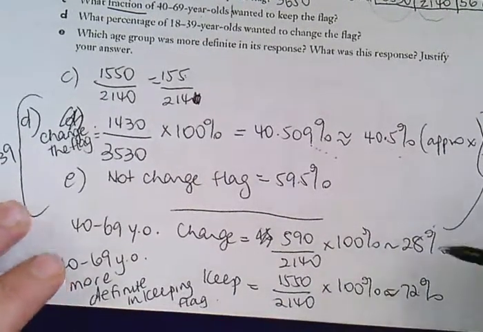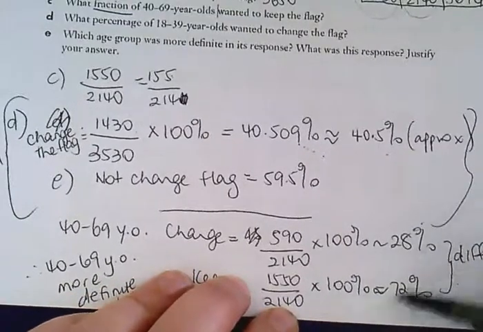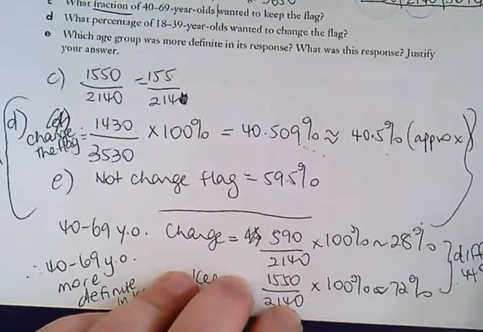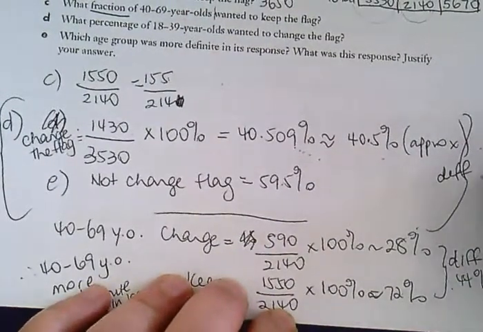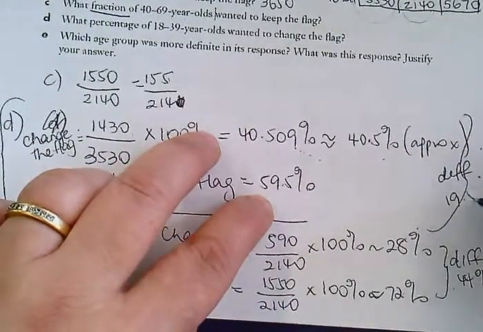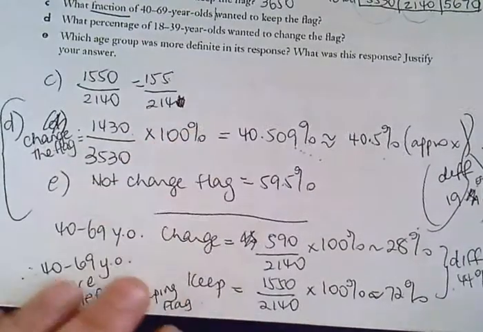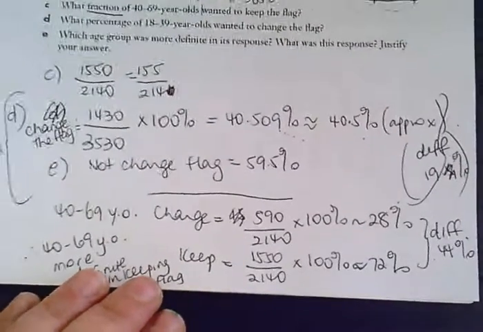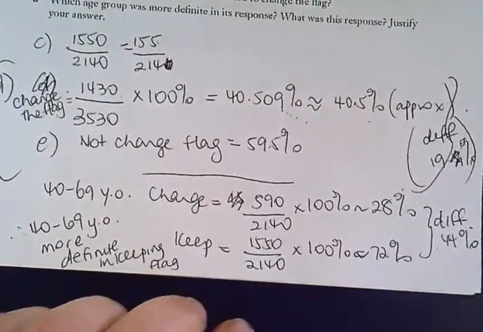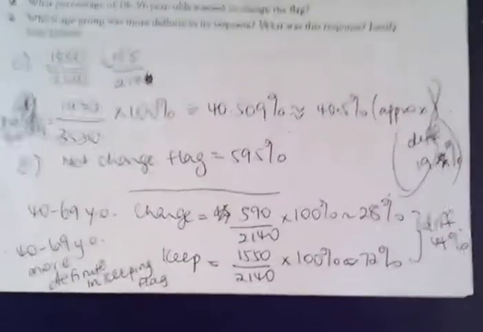It's 44%. What's 72 minus 28? Isn't that 44%? And what's the difference between these two age groups? It's only about 19.5%, 19% difference. So in the younger age group of 18 to 39, there's only a 19% difference in the numbers, and this one there's a 44%.